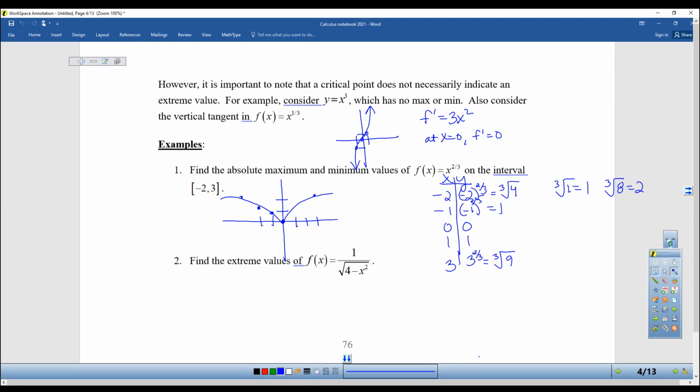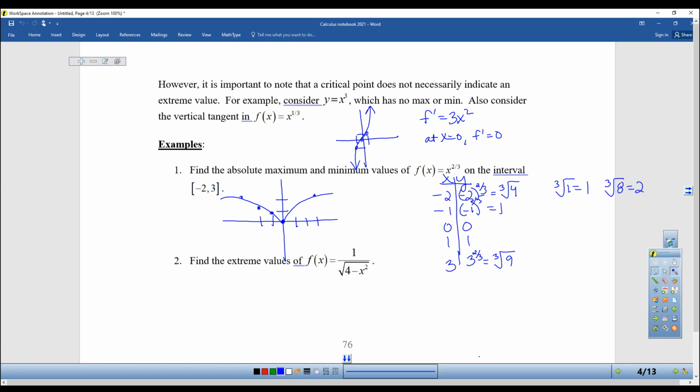Okay, is that point perfect? No, but it is symmetric. How do I know it's symmetric? Because -1 produced 1 and 1 produced 1. That made it an even function, so I know it's going to be symmetric.